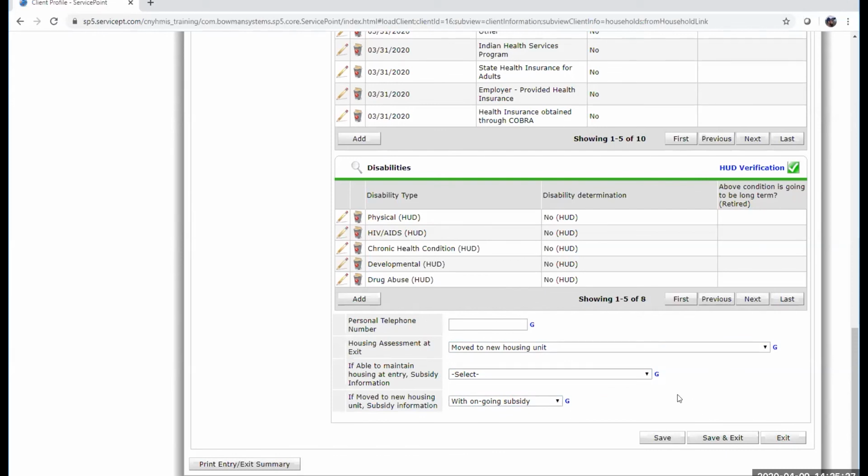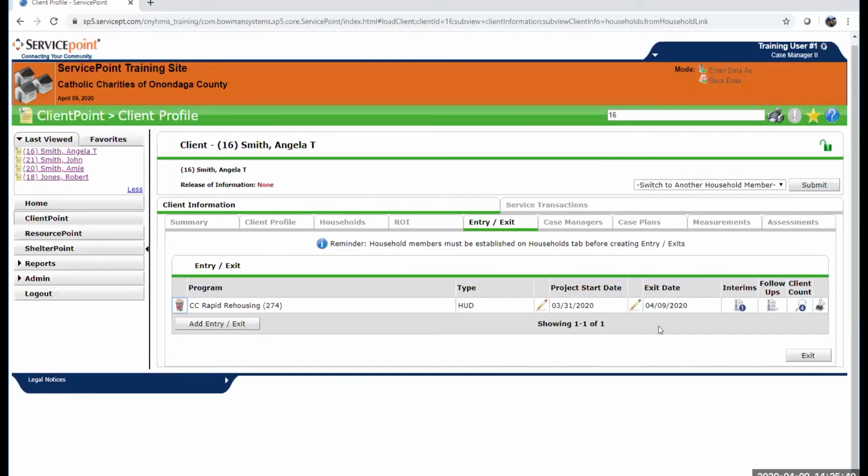So once you have everything checked on the exit assessment, everything is appropriately filled in, you'll hit save and exit, and that'll bring you back to the entry exit page, and your client is now successfully exited from your program.